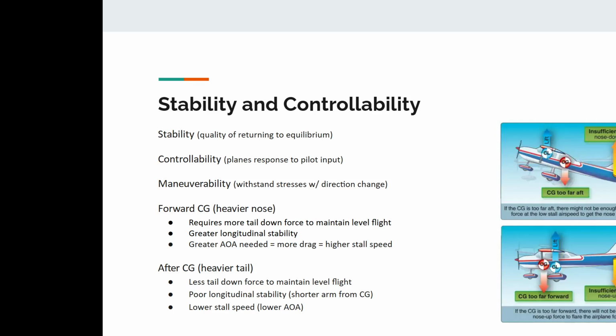So, whether you're deflecting ailerons or you're putting in some yoke to climb up or pitch down. And then, of course, maneuverability. This is essentially how the aircraft is able to withstand those stresses with a change in direction of the aircraft.